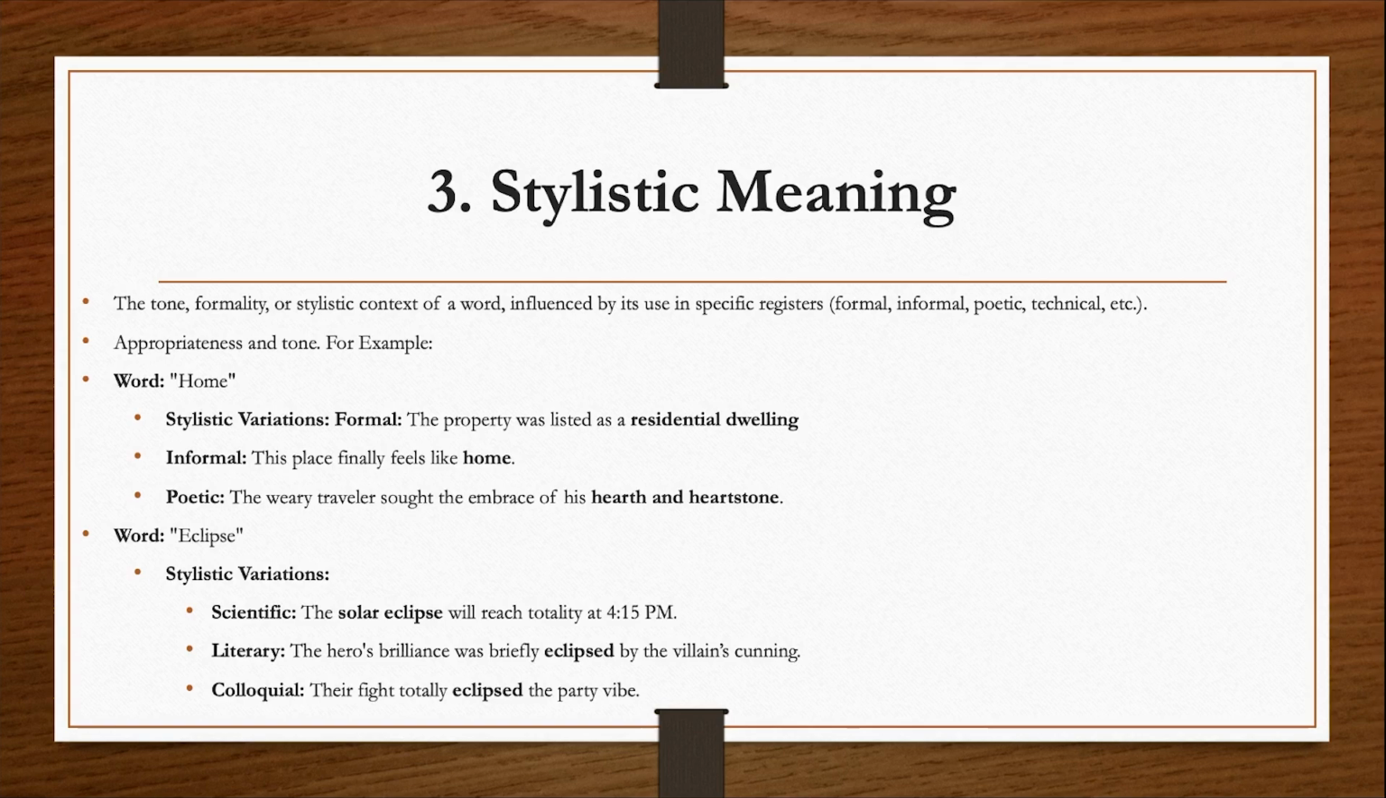The tone, formality, or stylistic context of a word is influenced by its use in specific registers, that is formal, informal, poetic, technical, etc. Appropriate tone varies. For example, the word home. In a formal context: "The property was listed as a residential dwelling." This simply means home. Informal: "The place finally feels like home." Poetic: "The weary traveler sought the embrace of his hearth and hearthstone." Here, hearth and hearthstone stylistically symbolize home.